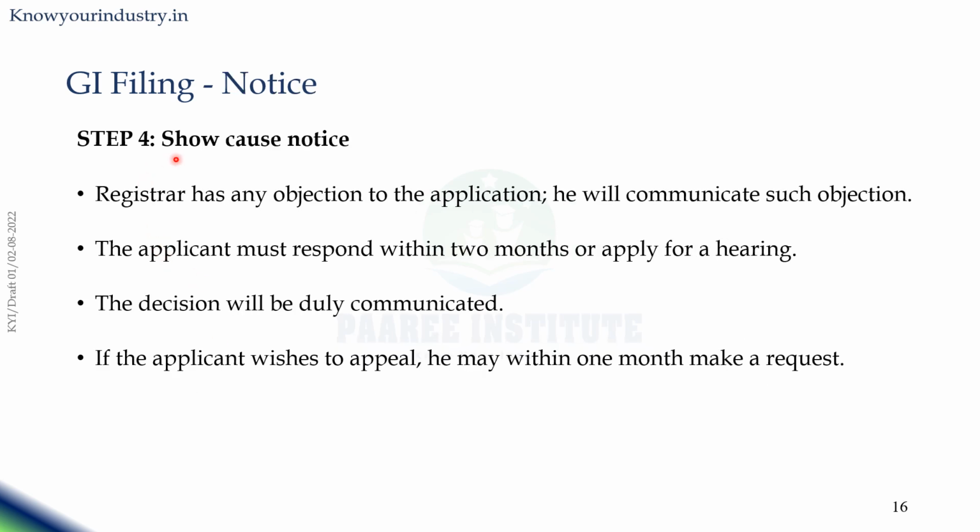Now step 4: if the registrar has any objection to the application, then he will communicate such objection. The applicant must respond within 2 months or apply for a hearing. The decision will be duly communicated. If the applicant wishes to appeal, he may make a request within 1 month.